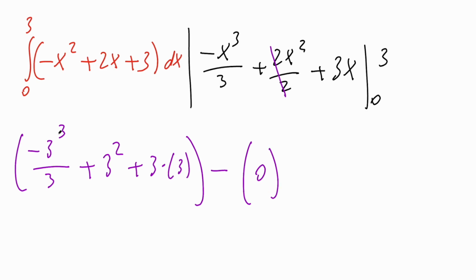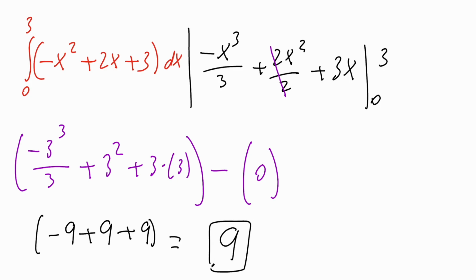Okay, negative 3 cubed. 3 times 3 times 3 is 27. We have a negative, so negative 27 divided by 3 gives us negative 9. 3 squared is 3 times 3, which is 9, so plus 9. 3 times 3 is also 9, so plus 9. And 0 is 0. Finally, negative 9 plus 9 is 0, and 0 plus 9 is 9. And this right here is our final answer. That's all we need to do for this problem.